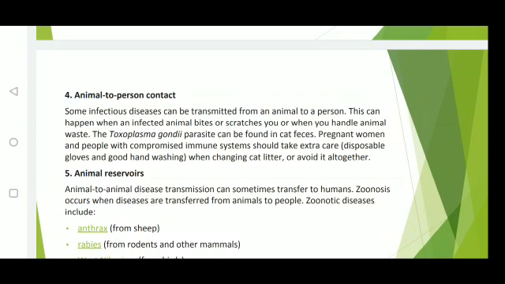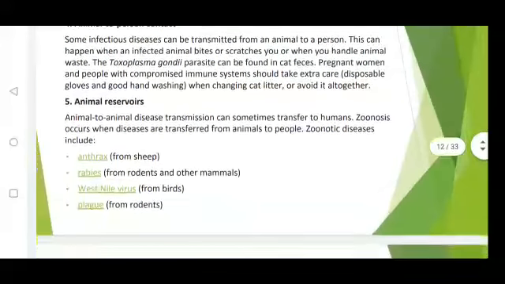Especially for pregnant women and people with low immunity, like old-age people and children. These three groups should avoid this type of mode of transmission. Then fifth one, animal reservoirs. Here the animals are the reservoir. Animal to animal disease transmission can sometimes transfer to humans also. That is, from animals, man can also get some types of diseases. We call this zoonosis. Zoonosis occurs when diseases are transferred from animals to people.